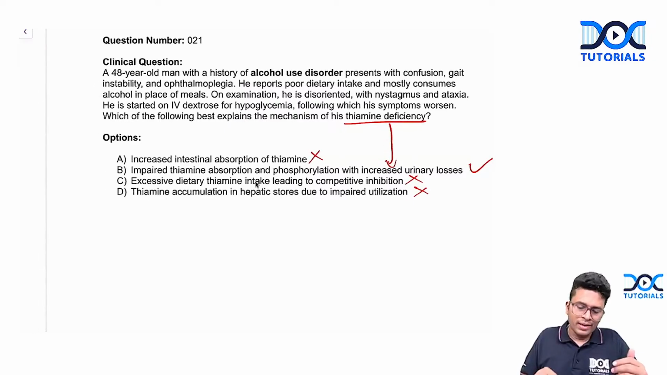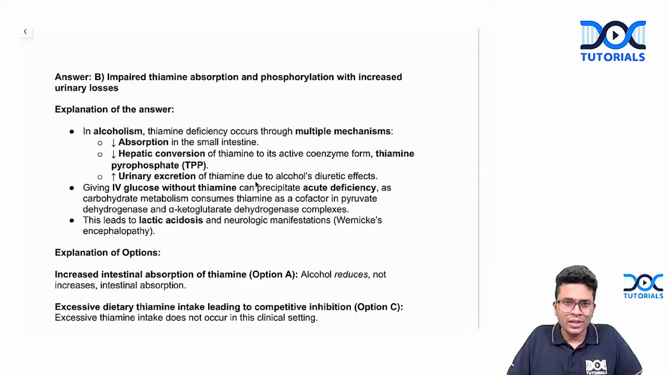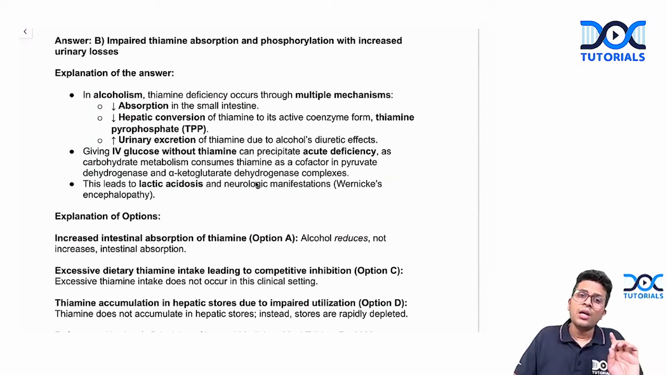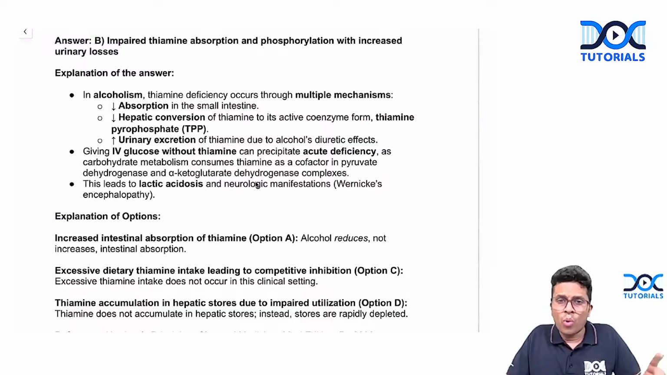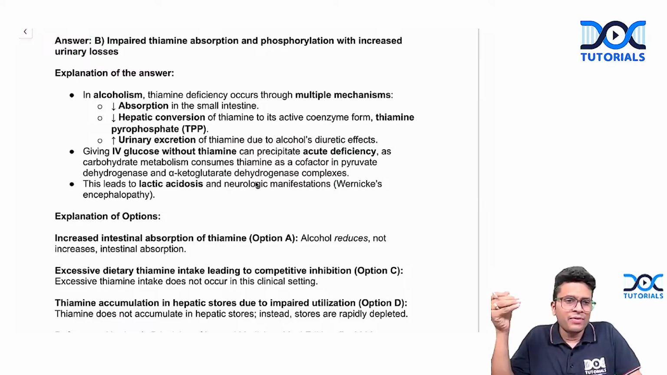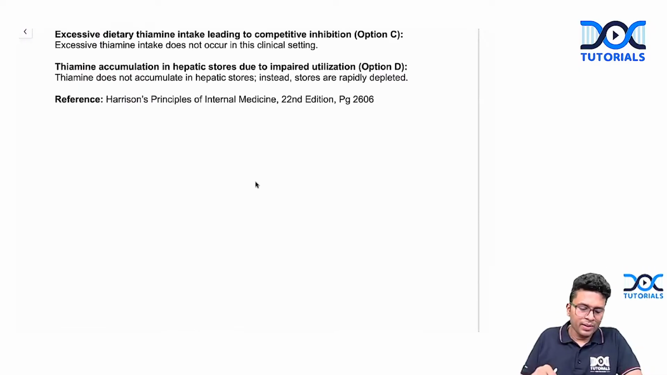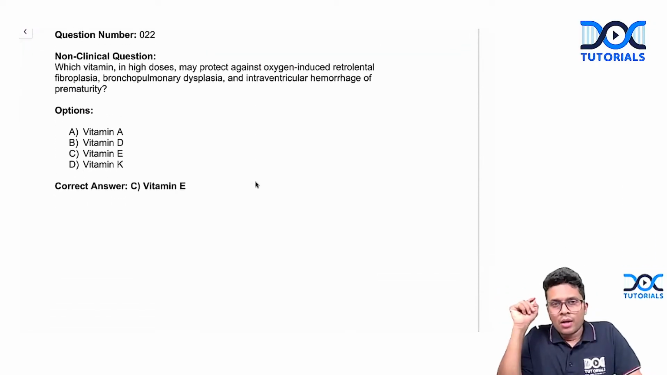What you have to know is that thiamine deficiency is because of various causes. In alcoholism, first there is reduced intake, then reduced absorption, third reduced hepatic conversion to active coenzymes, fourth increased urinary excretion because of the alcohol's diuretic effect. Because of all this, there is thiamine deficiency, and the active form of thiamine, TPP, will be less, which can precipitate encephalopathy and neurological manifestations because of lactic acidosis, which we typically call Wernicke's encephalopathy. So please give thiamine in these kinds of patients. Don't just give dextrose.